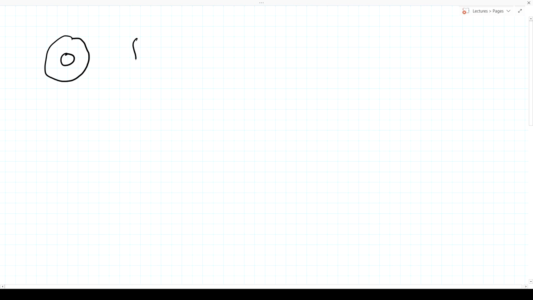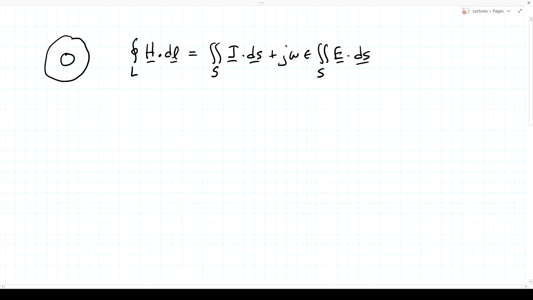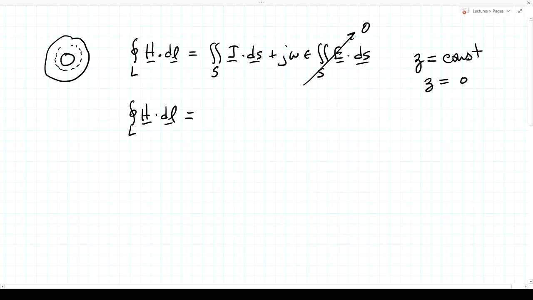If we look at the integral form of Ampere's law, the integral around a loop of H dot dl is equal to the integral over any surface bounded by that loop of J dot ds plus j omega epsilon times the integral over that surface of E dot ds. And again, if we take this loop and surface to be in a plane z equal to a constant, specifically z equal to zero, E has no z component, so that goes to zero. And what we get then is that the integral around a closed loop of H dot dl is, let's say we take our loop to be in between rho equal to b and rho equal to a, just the enclosed current, I enclosed.